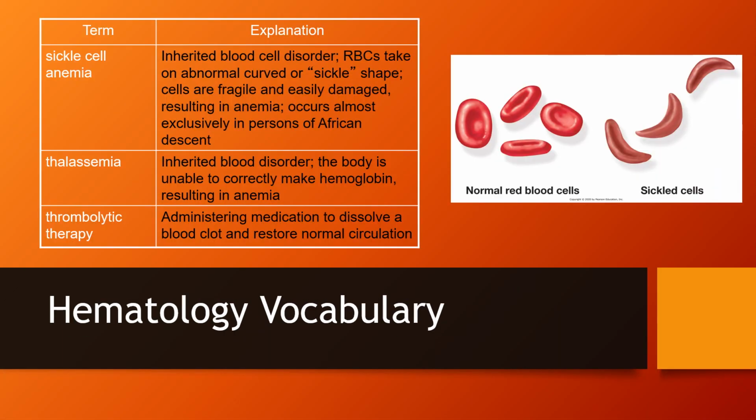Sickle cell anemia is an inherited blood cell disorder where red blood cells take on an abnormal curved or sickle shape. The cells are fragile and easily damaged, resulting in anemia. This occurs mostly in persons of African descent.